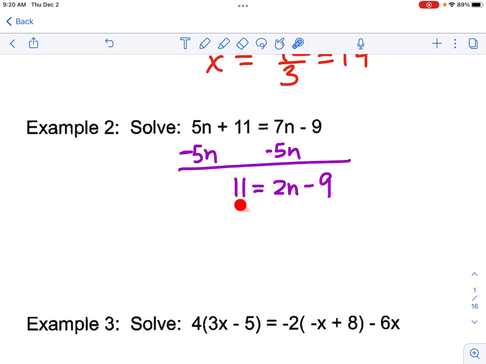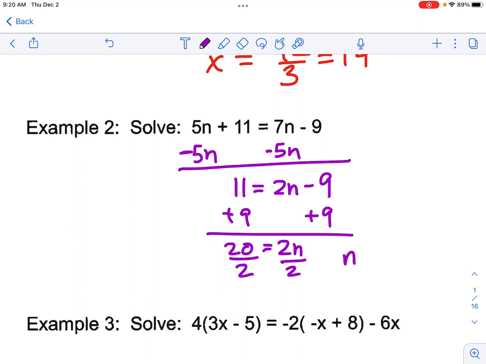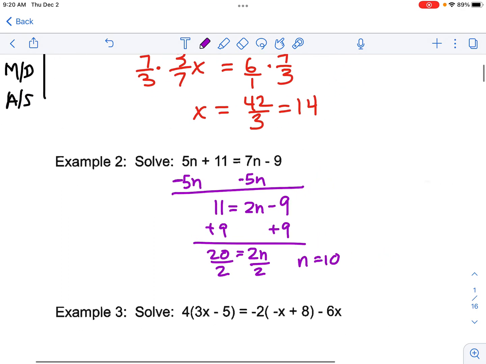So I'm going to have to move my 9 now. I'm going to have to move this to the other side. So this is a minus 9. I'm going to undo that by adding. And so I have 20 on the left and 2n on the right. I'm going to divide by 2, and then my n equals 10.